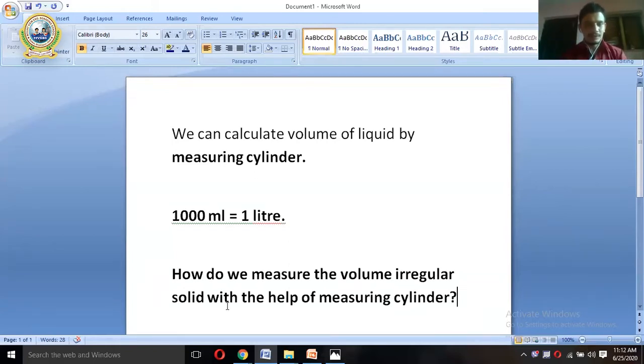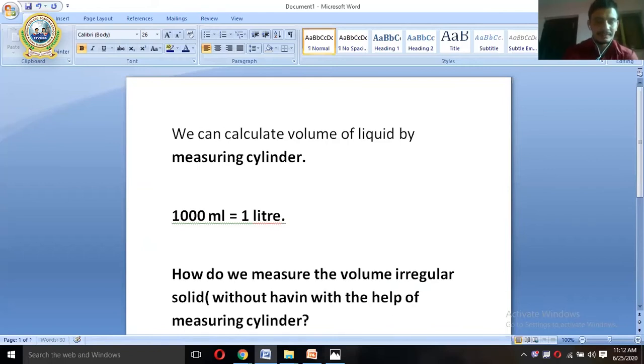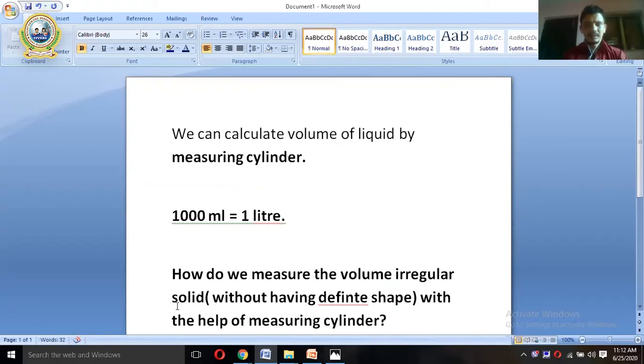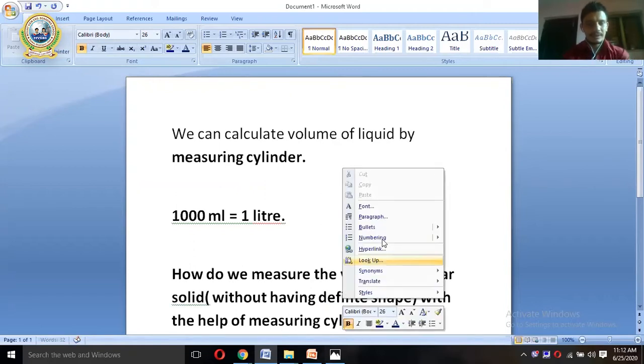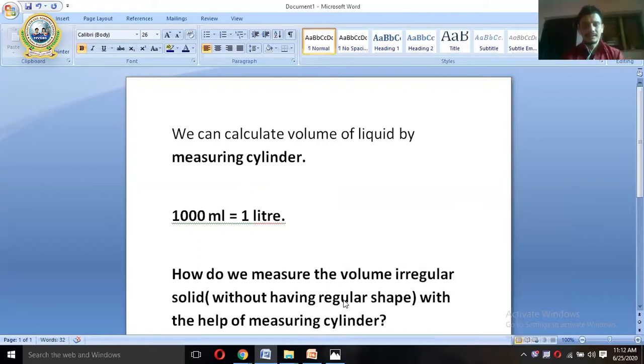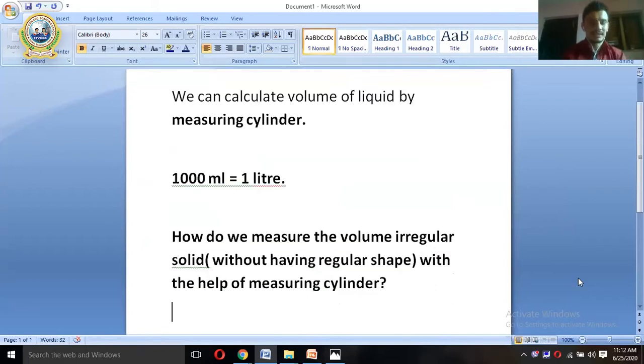What is an irregular solid? An irregular solid means one without a definite shape, or you can say without a regular shape. That is called an irregular body. Still, we can calculate the volume of an irregular body. In that case, we'll have to use a device called a measuring cylinder. I showed you the picture of the measuring cylinder some moments earlier. Now let me share a slide, and you'll be clear from that slide.